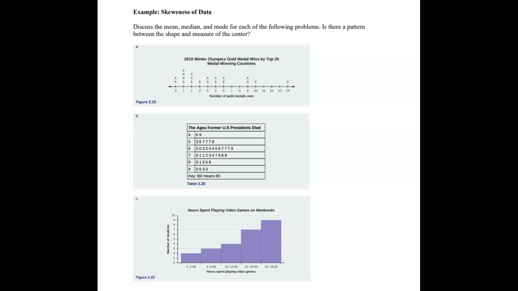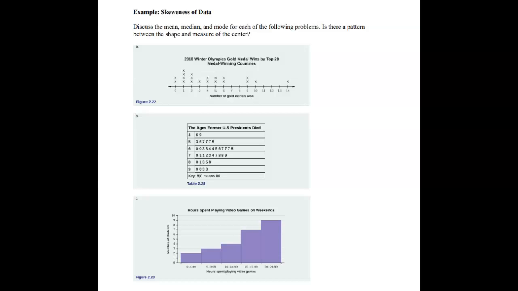Hello everyone. So in this example we're going to look at the mean, median, and mode for problems. We're going to look at 3 different data sets that are either skewed, symmetric, or skewed another way, and discuss the mean, median, and mode for each of the following problems. So let's look at the first graph.